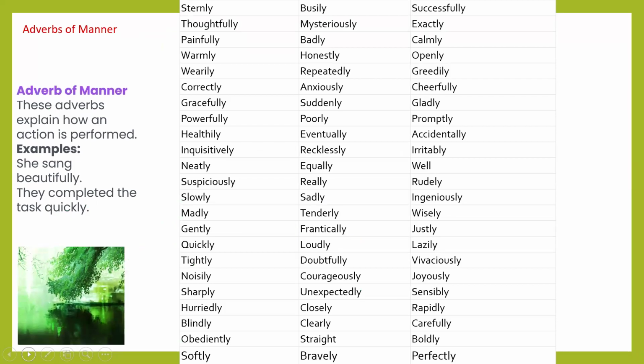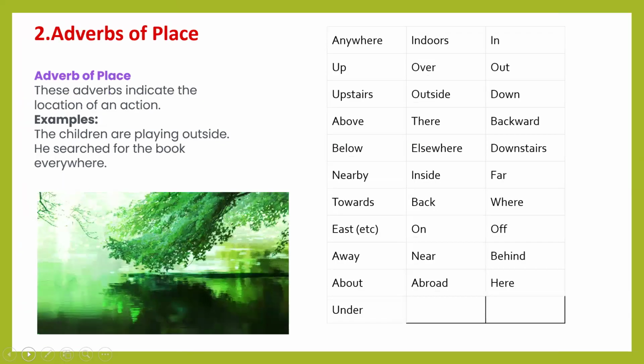Adverbs of manner show how an action is performed. There are many adverbs of manner given in the slides. We can use them as adverbs of manner in a sentence. Adverbs of place indicate the location of an action. The children are playing outside. Outside is an adverb of place. He searched for the book everywhere. Everywhere is an adverb of place. So this is the list of adverbs of place.